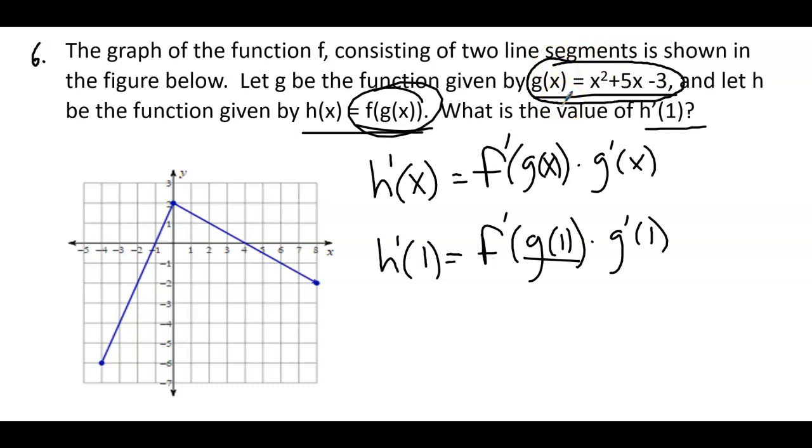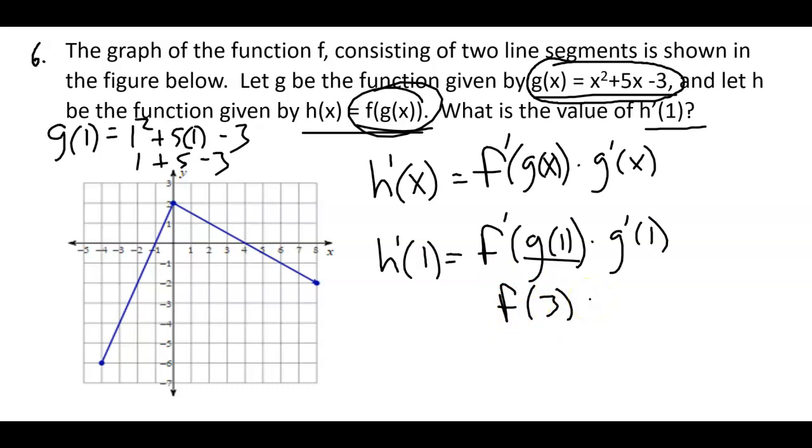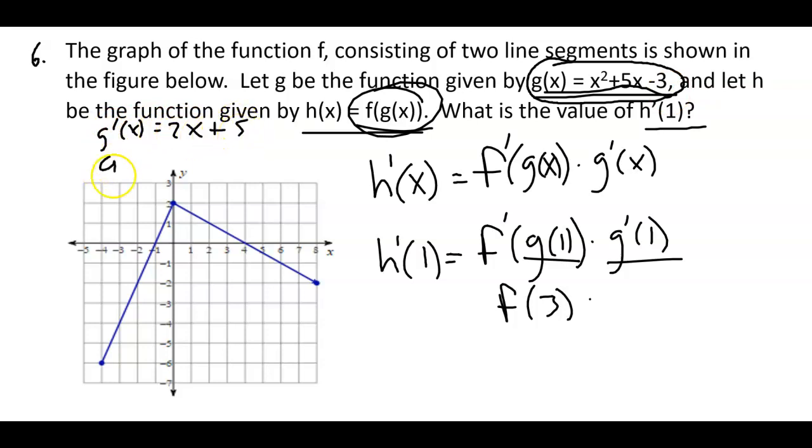Okay, so I'm going to show my work here off on the side. One plus 5 minus 3 is 3. So g of 1 ends up being 3. Now I also want to find g prime of 1. All right. So to find g prime of 1, the first thing I need to do is find the derivative of g, which is 2x plus 5. And then I'm going to plug in 1 to my derivative.